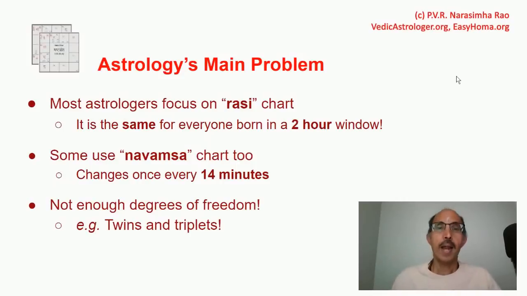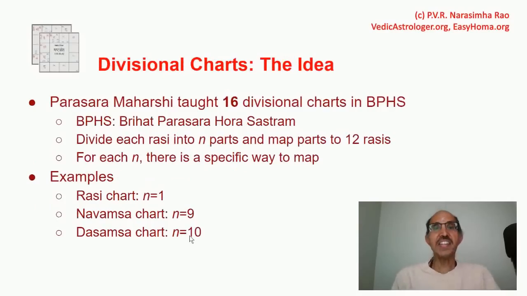from each other. And some astrologers also use a chart known as Navamsha chart, and that changes once every 14 minutes. Again, we don't have enough degrees of freedom to capture the destiny of a person. If you just use the Rasi and Navamsha charts, like I said, we have the examples of twins and triplets. And the unfortunate thing is, even though people do not use them or do not use them properly, Parashara gave a lot of parameters, lot of tools.